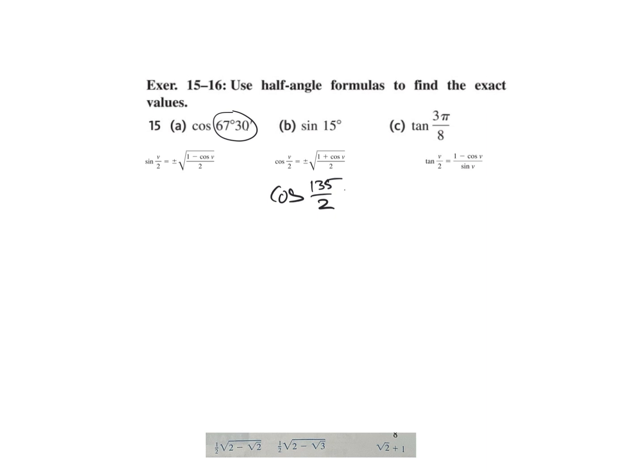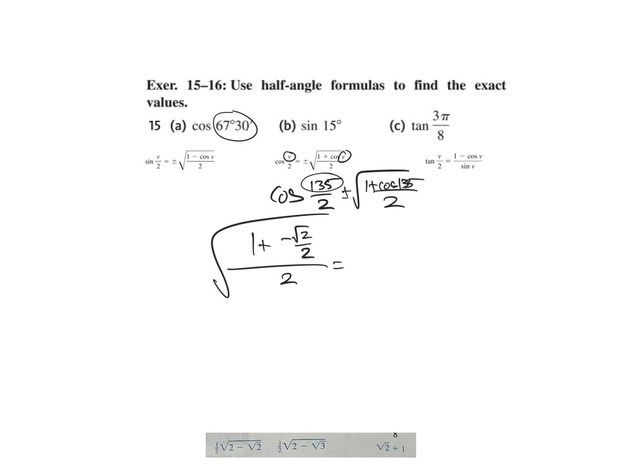So now it's plus or minus the square root of 1 plus the cosine. Well, the cosine is the 135, divided by 2. So the cosine of 135 is negative square root of 2 over 2. All right, so now get a common denominator. So 2 minus square root of 2 over 2 times the reciprocal, and we get 2 minus the square root of 2, square root of that, all over 2. All right, so those are the exact values.